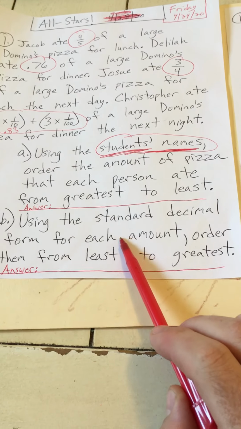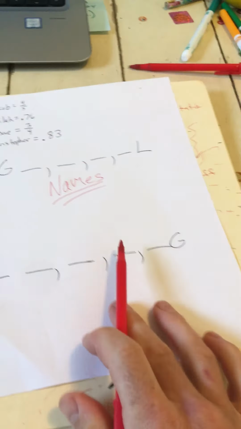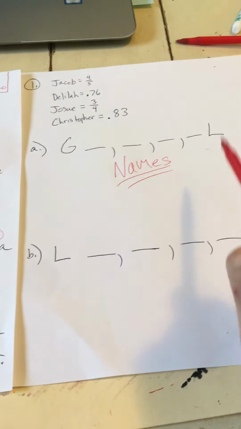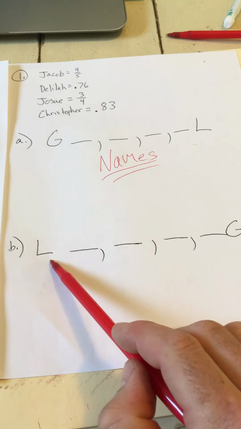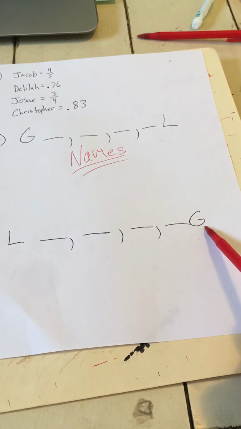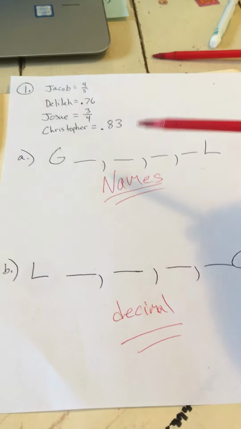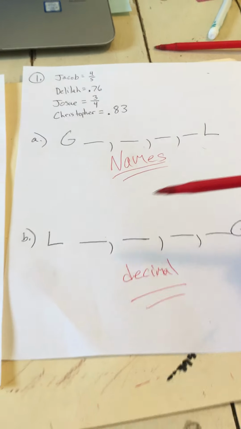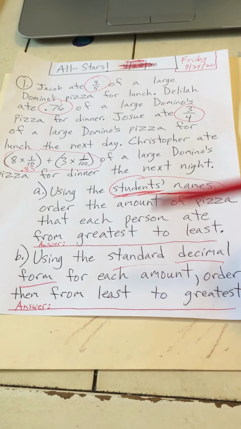Okay. Part B said, using the standard decimal form for each amount, so we're going to write them in the standard decimal form. Order them from least to greatest. So I got myself set up here. I know how exciting it can be once you find out the answers and which ones are bigger than the others, so you got to be extra careful, and this is a strategy that I use, least to greatest. I already set it up so that I know to write them in the correct order. So we're going to write the names for part A from greatest to least, and we're going to write the decimals from least to greatest for part B. Okay? So here we go.